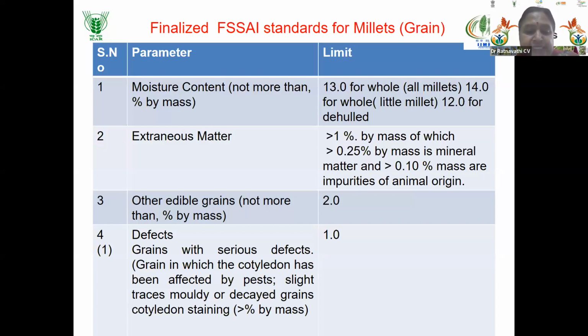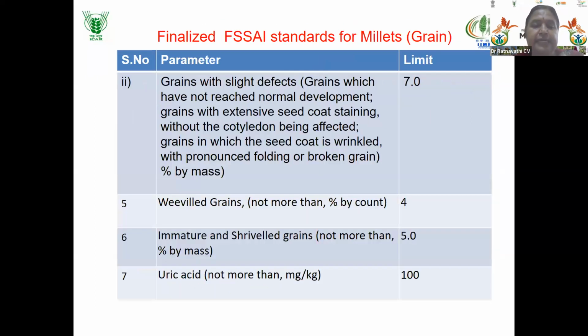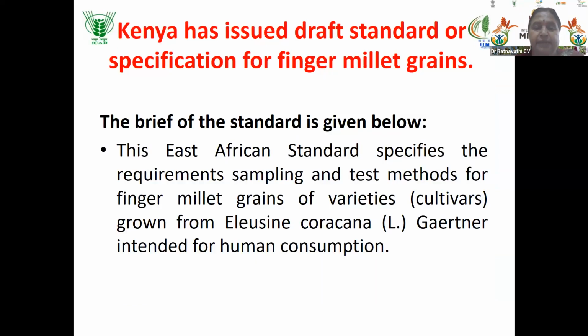Defects like grains with serious defects, grain in which the cotyledon has been affected by pests, slight traces of moldy or decayed grains, or cotyledon staining, is 1% by mass. And grains with slight defects, like grains which have not reached normal development, grains with extensive seed coat staining without the cotyledon being affected, grains in which the seed coat is wrinkled, all these types of grain should be 7%. Weevilled grains, only 4 grains should be there in 100 grains. Immature and shriveled grains not more than 5% by mass, so that means 5 grams in 100 grams. Uric acid, 100 milligrams per kg is allowed. So the brief of this standard is given below.